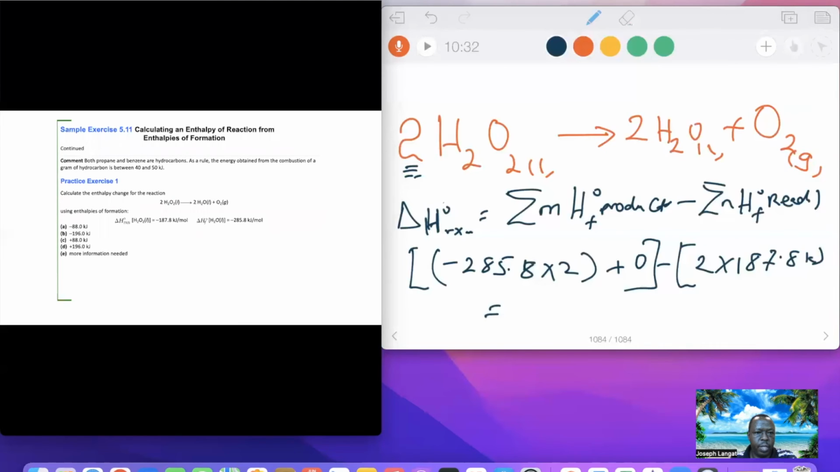So if I have this, you see here, this is given for liquid H2O2, for peroxide. This is where I'm getting 187. You'll be given it, of course. So products minus reactants, and it turns out that this will be negative 196 kilojoules per mole, which is B. This is what I was talking about. Let me just blow it up here.